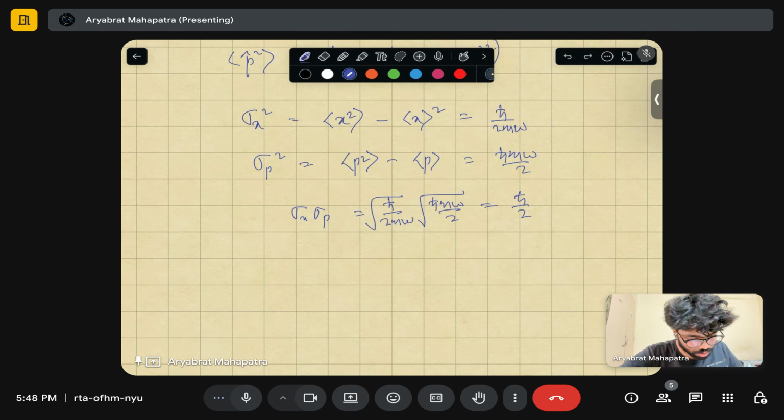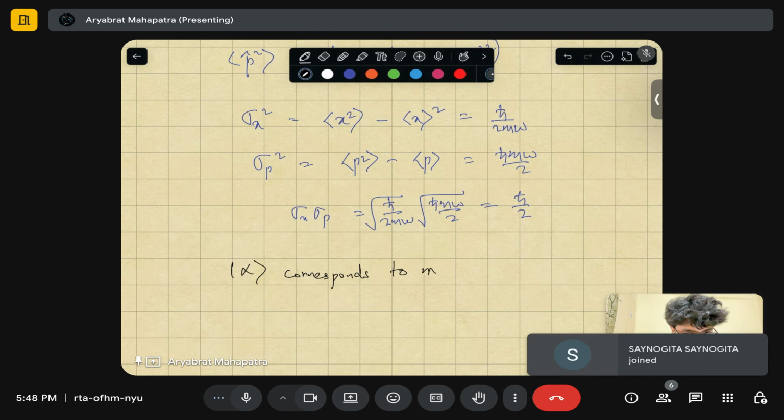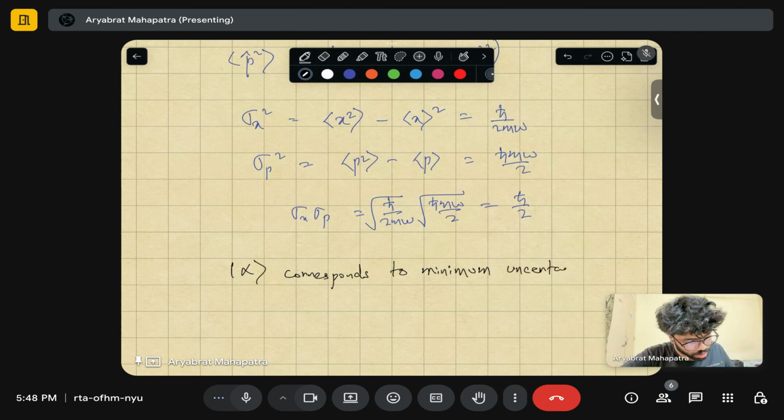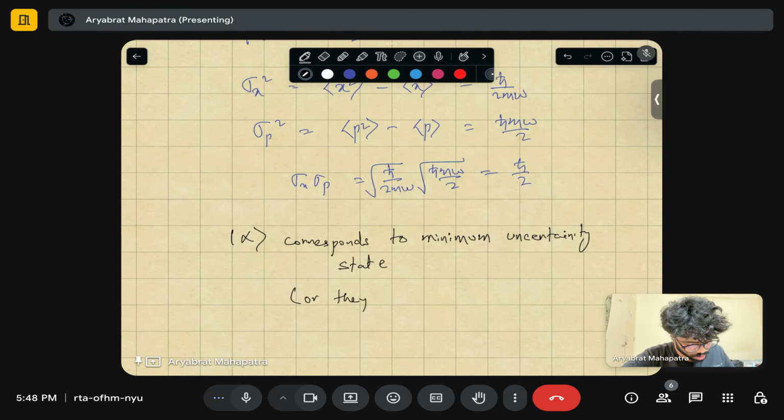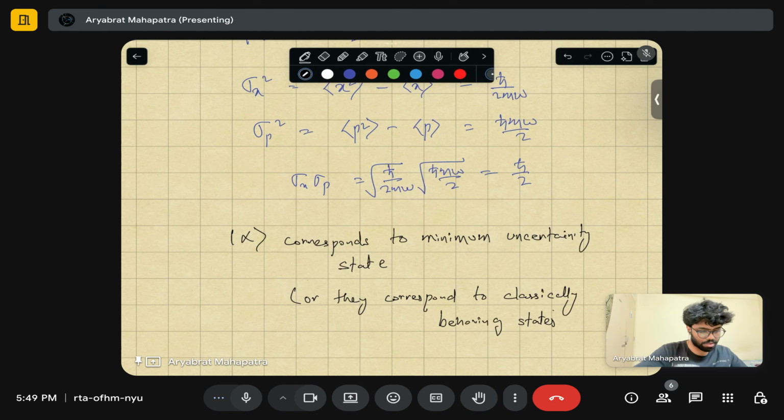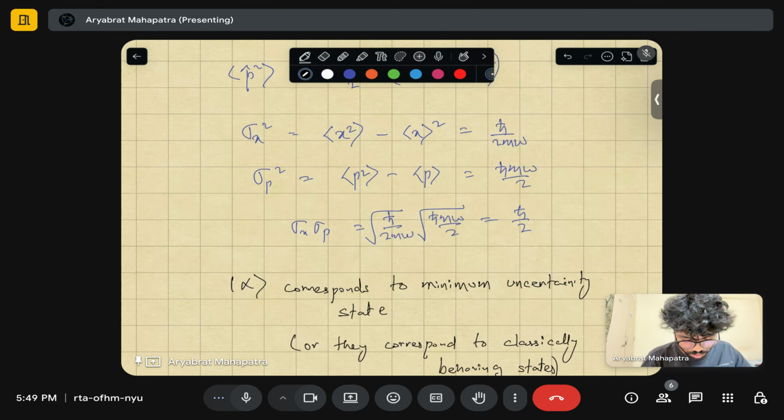So yeah, alpha we can write as corresponds to a minimum uncertainty state, or basically we can say they correspond to classically behaving states. Right.